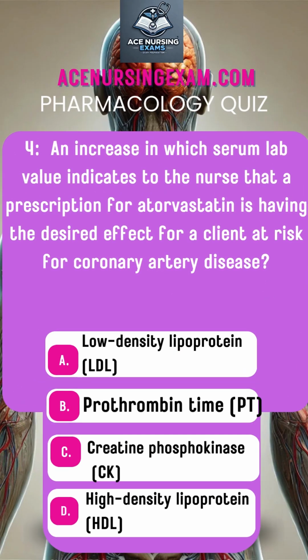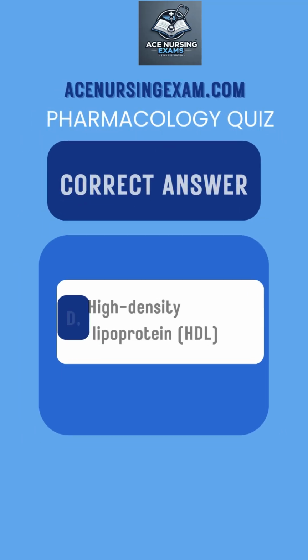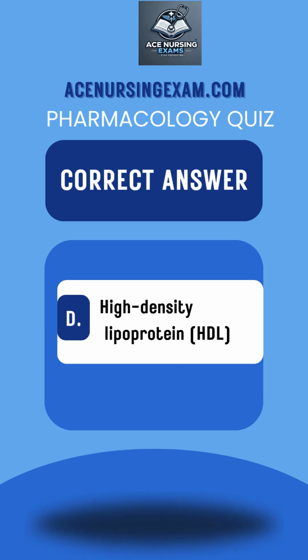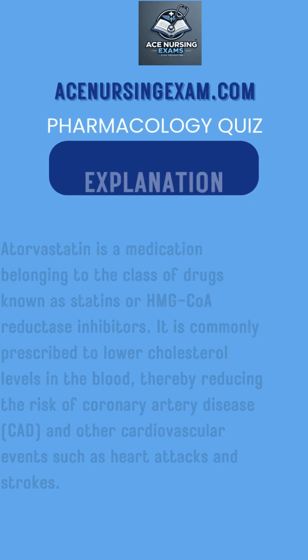4. An increase in which serum lab value indicates to the nurse that a prescription for atorvastatin is having the desired effect for a client at risk for coronary artery disease? A. Low-density lipoprotein, LDL. B. Prothrombin time, PT. C. Creatine phosphokinase, CK. D. High-density lipoprotein, HDL. The correct answer is high-density lipoprotein, HDL.